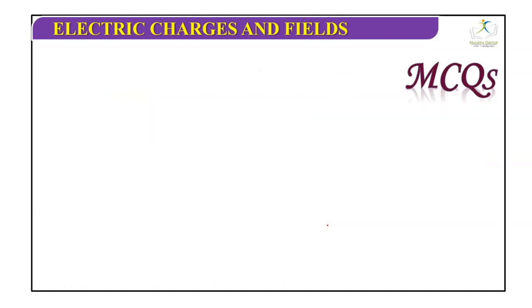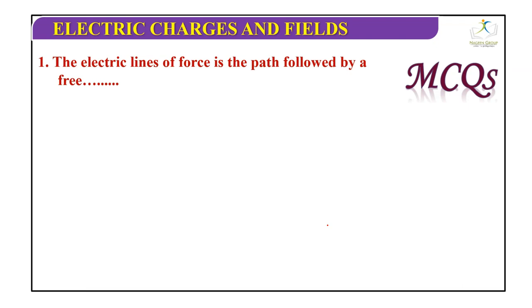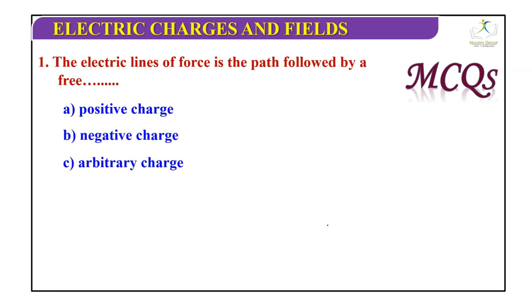Let's begin with a few questions so that we can understand what things we can grab in our mind. The electric line of force is the path followed by the free positive charge, negative charge, arbitrary charge, or zero charge. The correct answer for this question is option A, that is a positive charge.